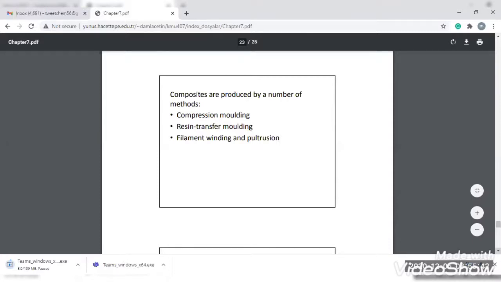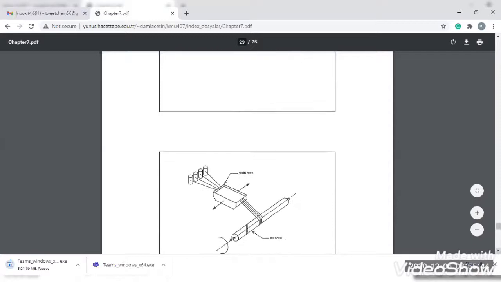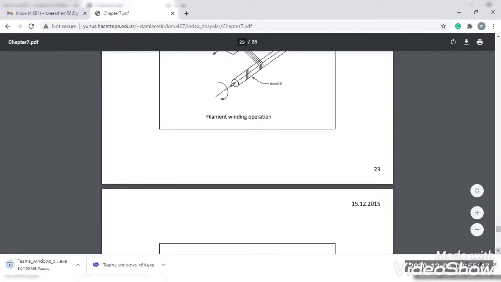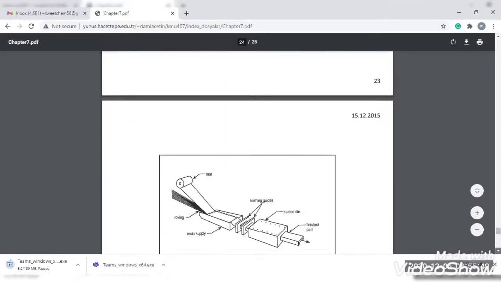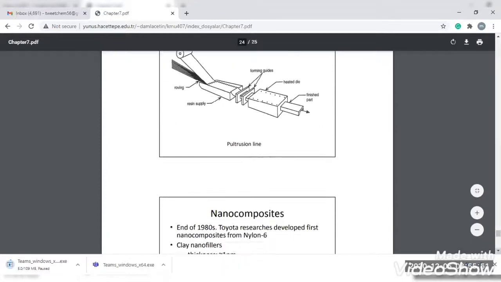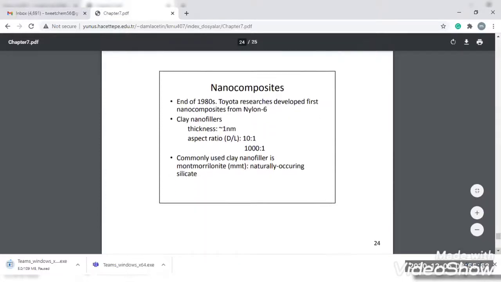filament winding, and pultrusion. Here is some filament winding operation. Here is the pultrusion line. And what are nanocomposites?